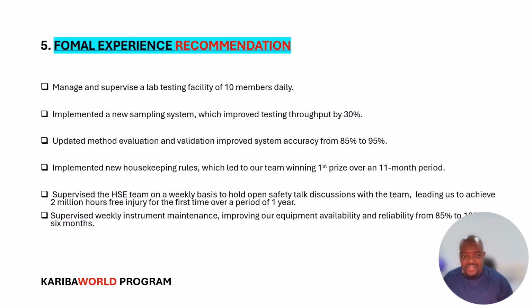Updated method evaluation and validation, which improved system accuracy from 85 to 95%. Now, we're talking achievement. So we say, oh, this guy can perform. Yeah, he's a performer. Implemented new housekeeping rules, which led to our team winning first prize over an 11-month period. Oh, yeah, this guy, he's a leader. Wherever he is, whatever he touches turns to gold.